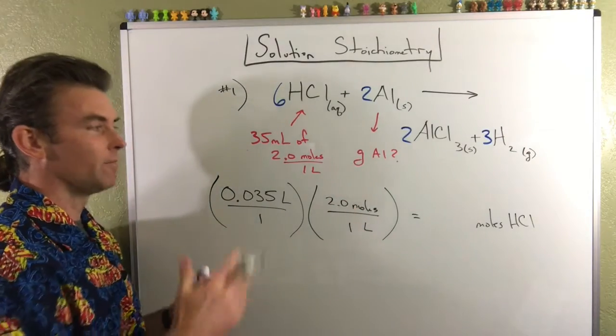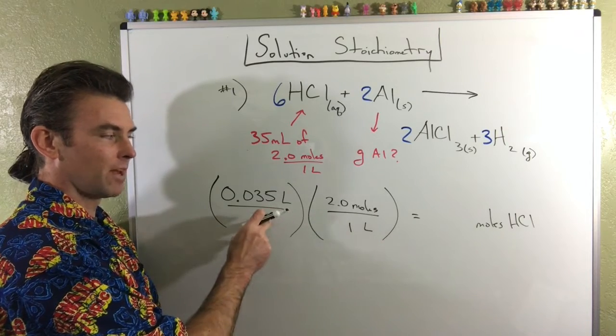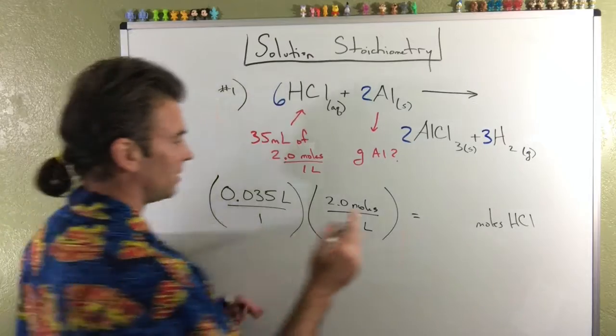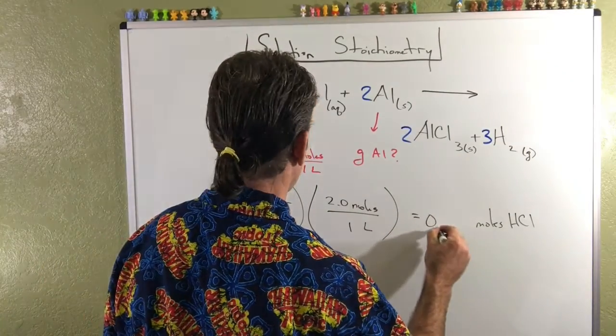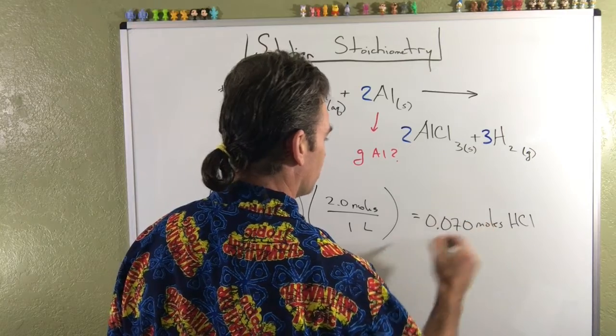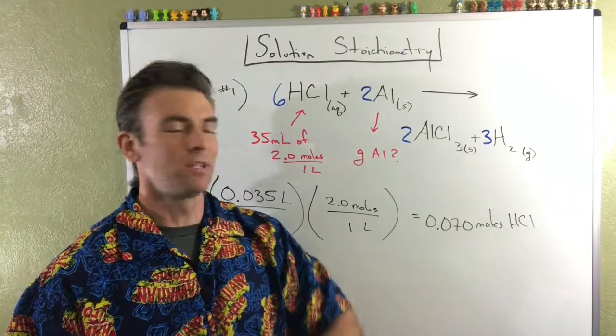And then I say, okay, I reminded myself that I can use molarities, multiply them by volumes in liters to end up with some number of moles. And I'm pretty sure that even I can do this in my head. It's a dangerous time we live in here. So I've got 0.070 moles of HCl.